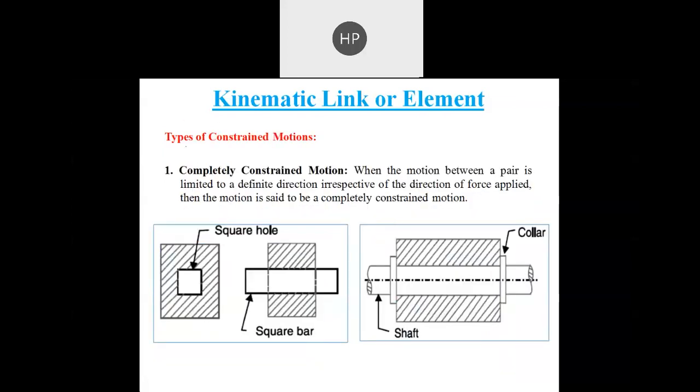Then we have talked about types of constrained motion. And in that constrained motion, first one is a completely constrained motion, and the example is the square bar which is moving in a square hole, it has only one motion like this. There is no other motion possible. And second one is a shaft with collar, and it is rotating in a circular hole.